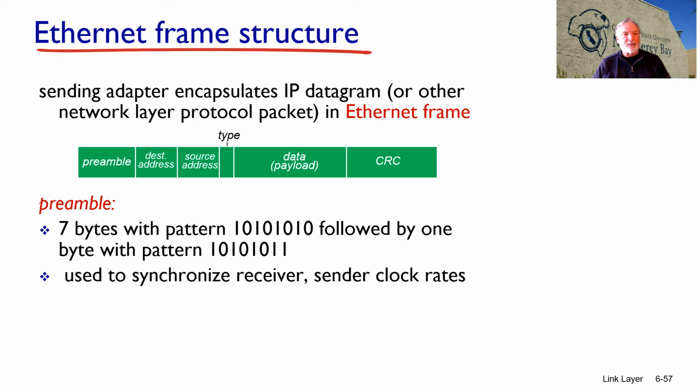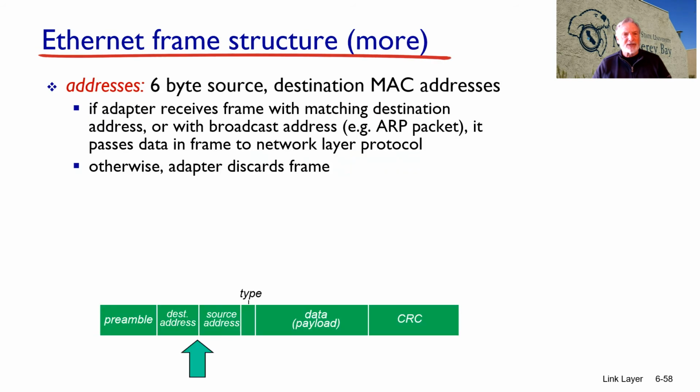The first 7 bytes of the preamble start with a distinct pattern, alternating ones and zeros. The final byte is a different pattern, which tells the adapter software that the link layer data follows. The 6-byte source and destination addresses follow the preamble. If the network adapter receives a frame with a destination Ethernet address which matches its own address, or with the broadcast address, the adapter passes the data in the frame to the network layer. Otherwise, the adapter dumps the frame.